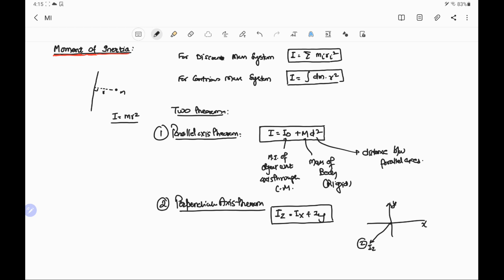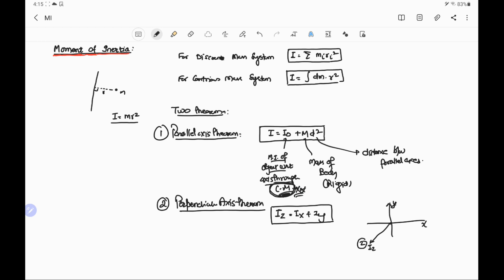Now we take some examples to find the moment of inertia. Here one important point is there. This I naught is the moment of inertia of the object about the axis passing through the center of mass. This is the axis through the center of mass. This is to be remembered.